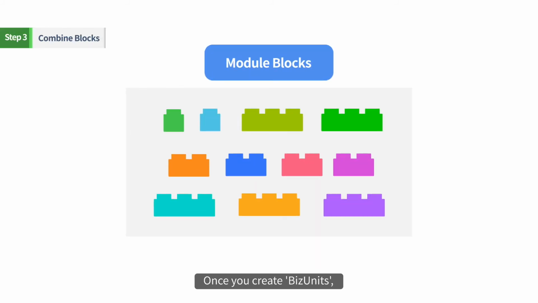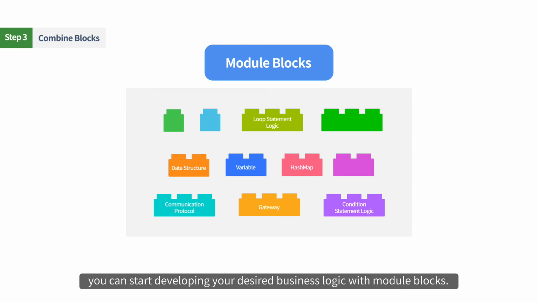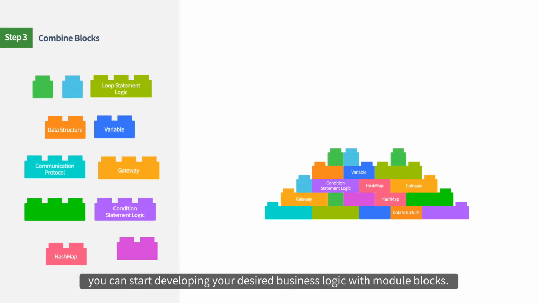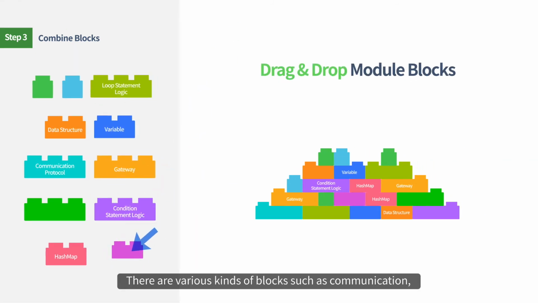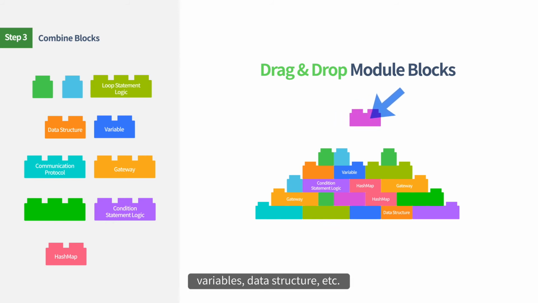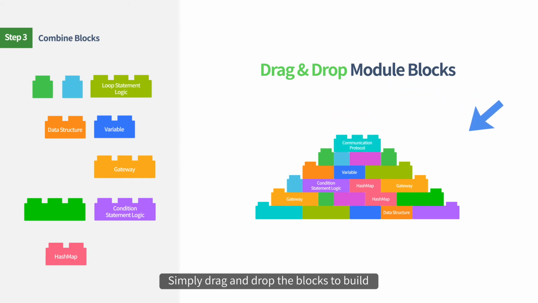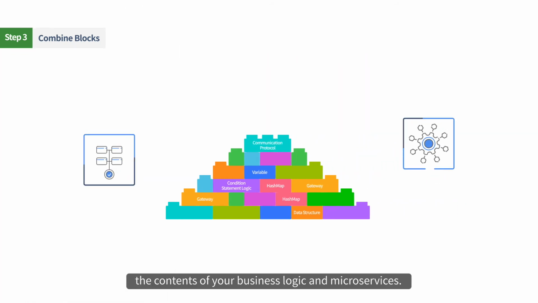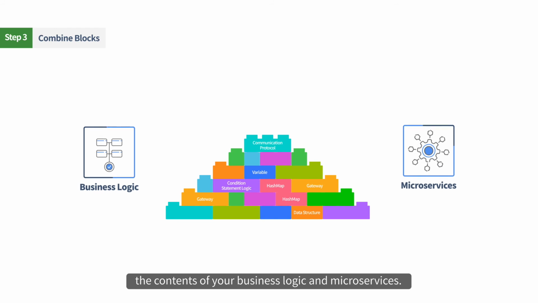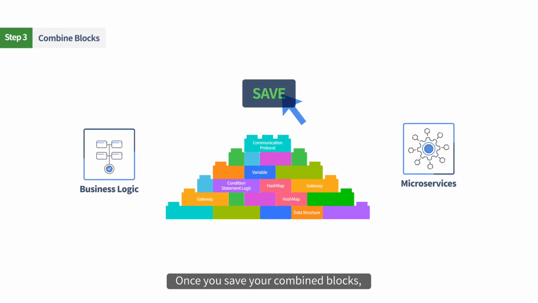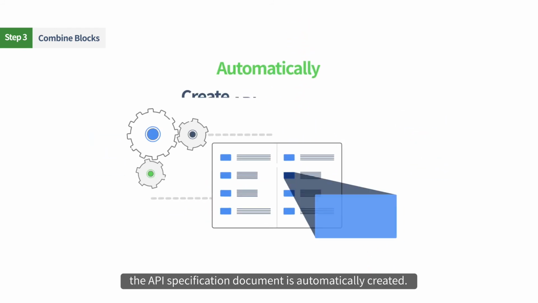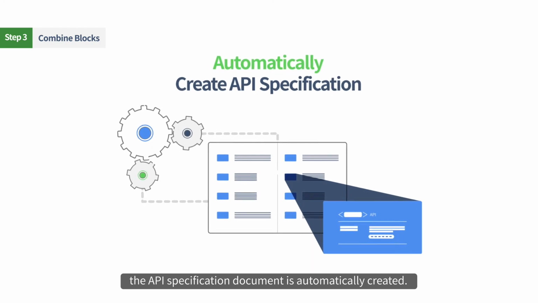Once you create biz units, you can start developing your desired business logic with module blocks. There are various kinds of blocks, such as communication, variables, data structure, etc. When combining blocks, coding is not required. Simply drag and drop the blocks to build the contents of your business logic and microservices. Once you save your combined blocks, the API specification document is automatically created.